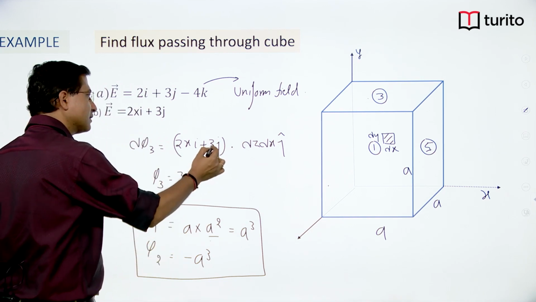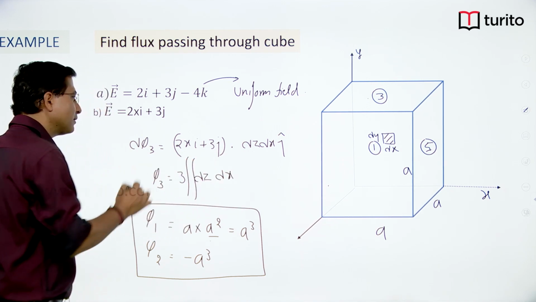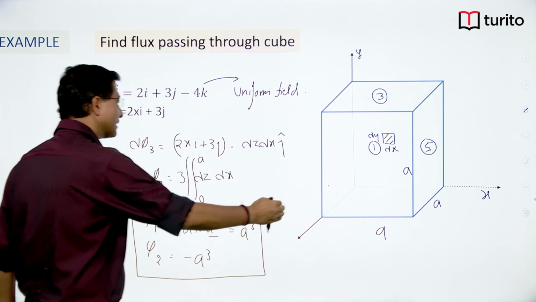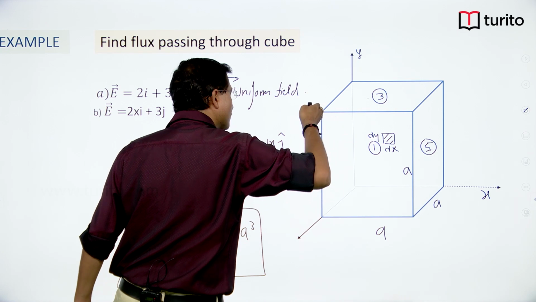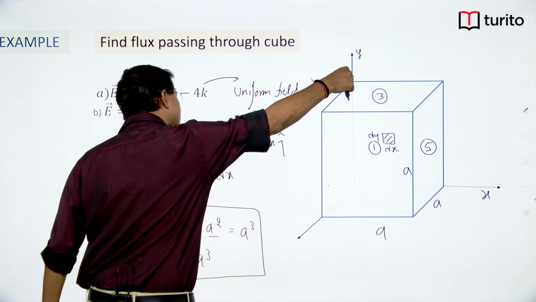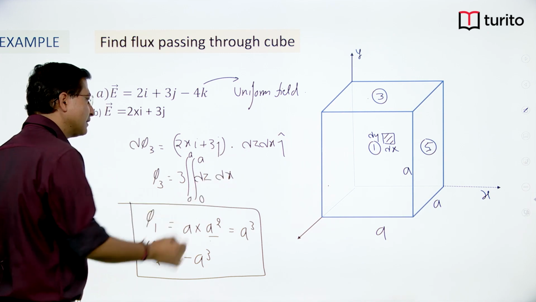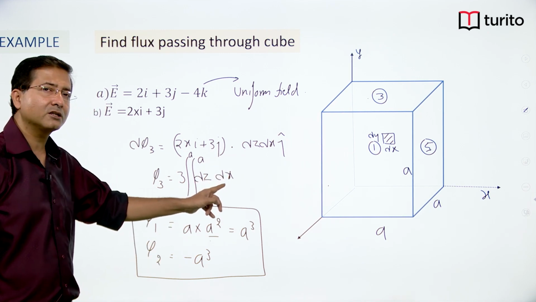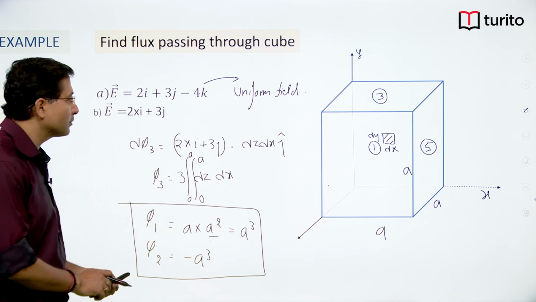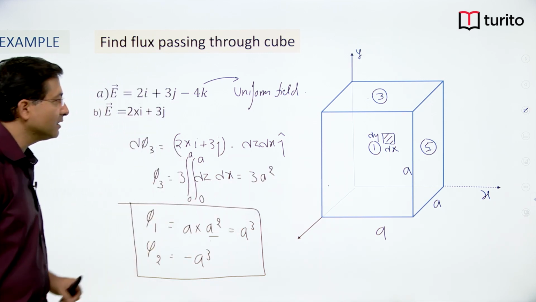This is 3, you can see constant, and then dz and dx, and then again a double integration. For x, the integration is 0 to A, this edge length is A. So, to cover the whole surface you have to move from 0 to A. Similarly, to cover this one you have to move from 0 to A. So, for z also the limit is 0 to A. When you integrate, one A will come after integration of dx, and another A will come after integration of dz. So, this will become 3A square, that is phi 3, right.